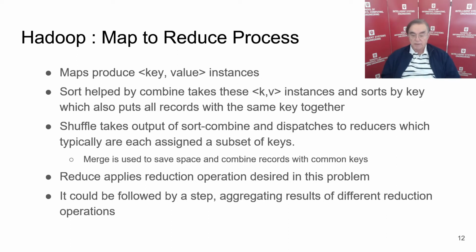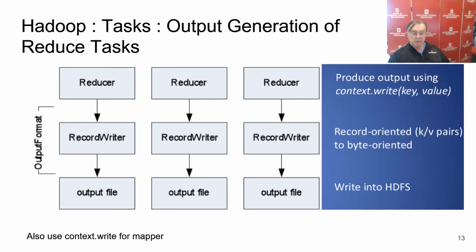Then you might have steps aggregating the results of different reduction operations, because if we're going to do an average, we want to do a reduce of the total of the values we're adding and averaging, and also the total number of instances. Here we have the reducers, which are very straightforward. The user specifies the output format, and the reducer does its thing.